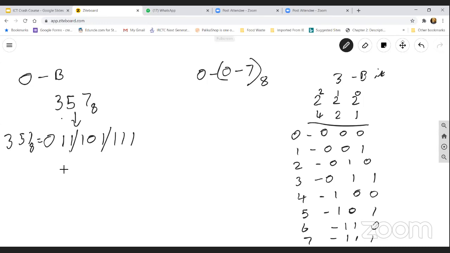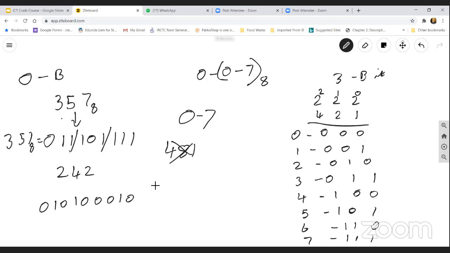Okay. Enough. Thank you. So 242. What is the value of 2? 0, 1, 0. 4 is 1, 0, 0. 2 is 0, 1, 0. An octal number cannot have 8 in it. It's only 0 to 7. 8 will not come under octal. If 8 comes, it is not an octal number. Okay.